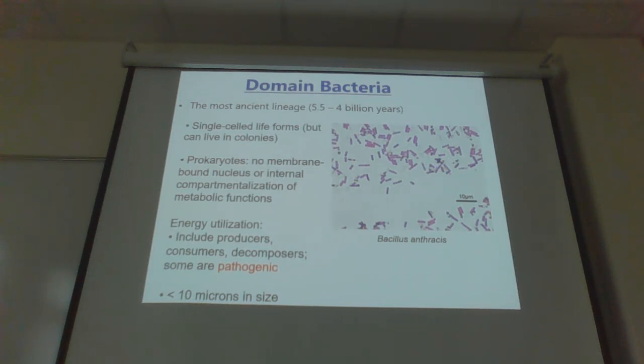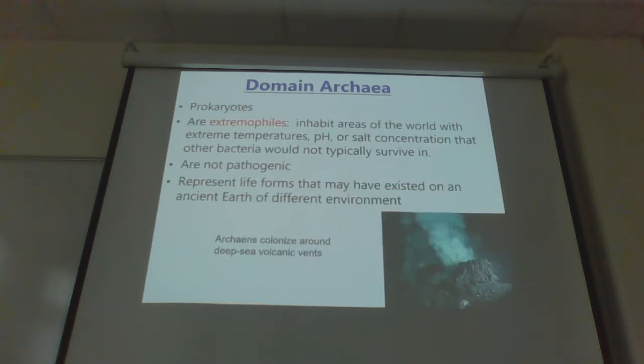All right, so bacteria and their main features. Second domain, archaea. Archaea look a lot like bacteria. They have the prokaryotic cell type. They tend to be smaller, though. But the one very distinctive characteristic of archaea is their type of metabolism. They're called extremophiles.